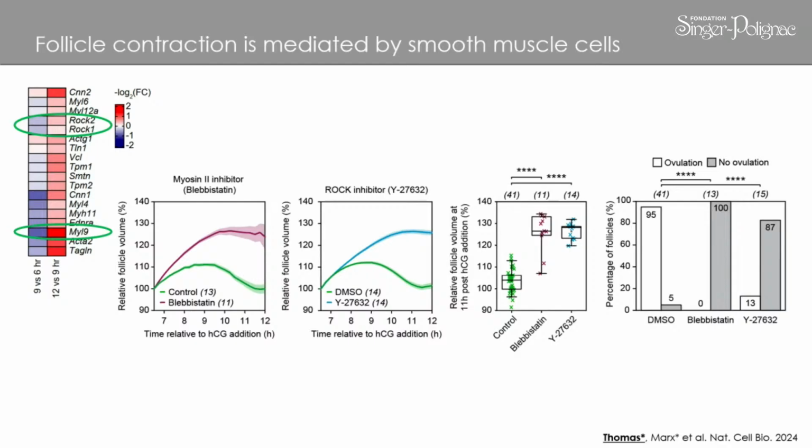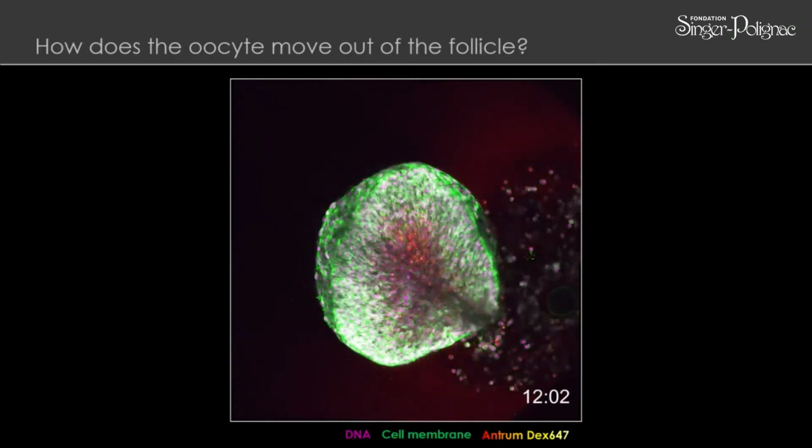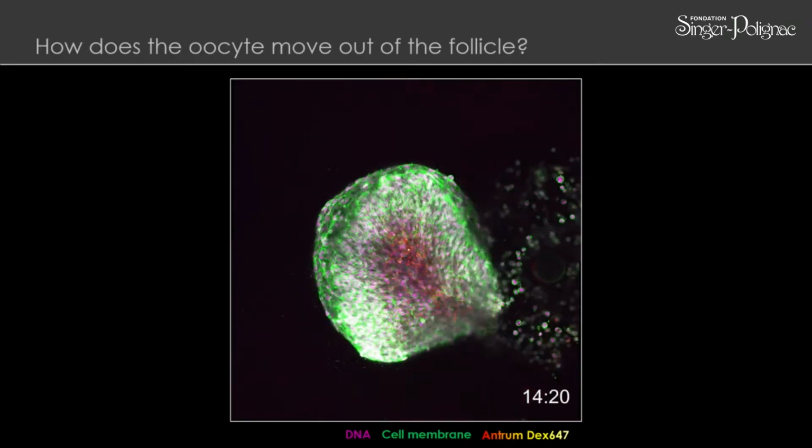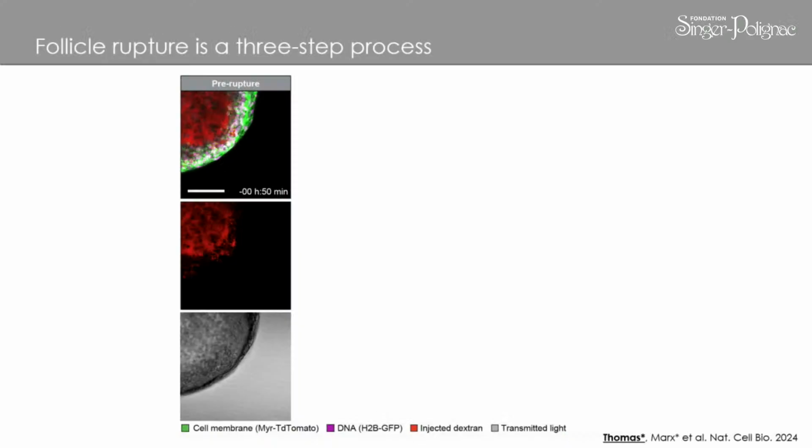Now finally, let's look at the final stage of ovulation, rupture, and ask how does the oocyte move out of the follicle? So here is where this detailed confocal imaging came in really useful, where we could basically see how the structure of the follicle wall is changing in the final hour before the egg is released. And we observed that actually follicle rupture can be broken down into 3 steps.